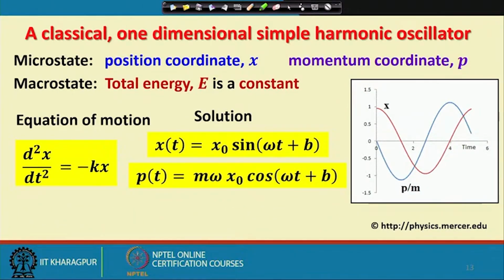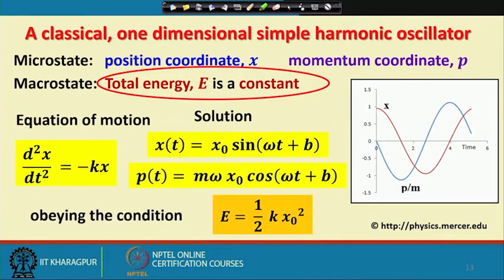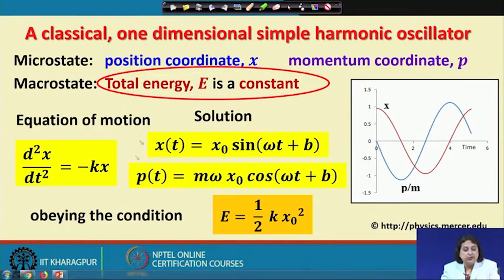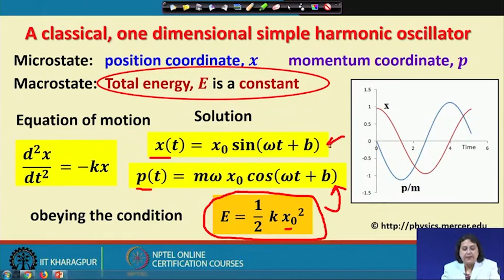So, this basically for a microcanonical ensemble where the total energy is fixed will have to obey the condition that I must look at only those values of x and p which obey the condition that half k x naught square is equal to the given value E, and therefore, x naught is defined by the given value of E, which in turn defines what I am going to have as the values of x and p at a given time, starting with some x naught and b as the initial condition.